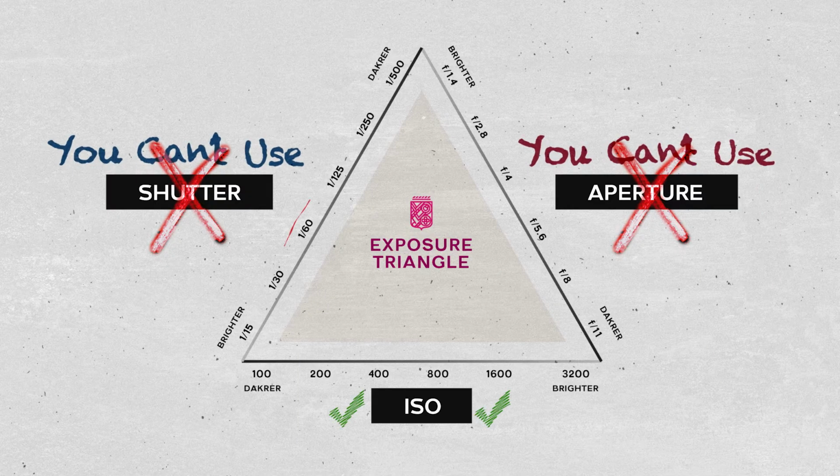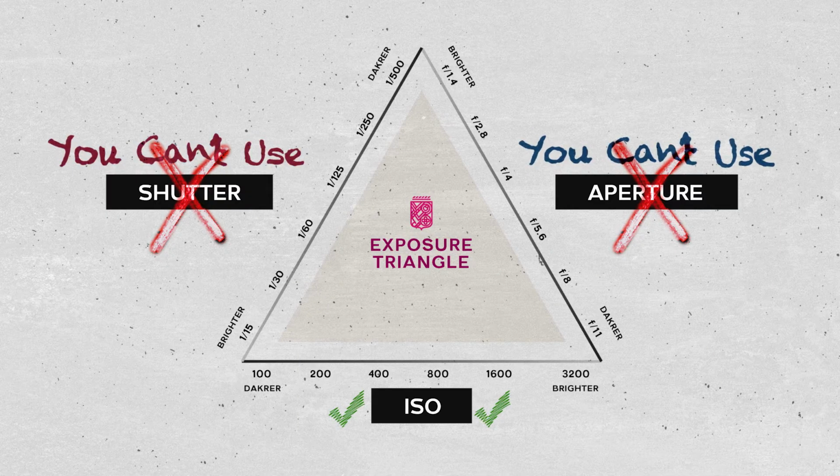The last one on the exposure triangle is the ISO, which is actually the only parameter that you can use to change the exposure, but do not overuse it. To explain this, we need to talk about the concept of ISO in digital cameras.